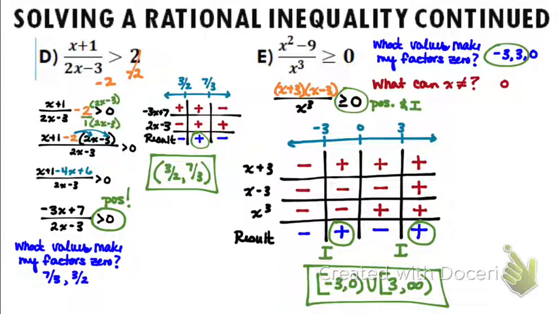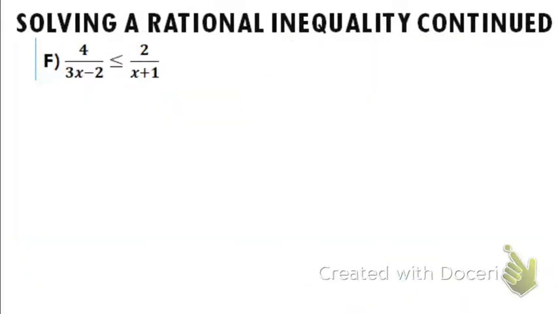All right. Let's look at the next one. What would I need to do to this first? Yes, I need to subtract that 2 over x plus 1 so that I have a 0 on one side. It doesn't matter which side of the inequality you get the 0 on, but you have to have a 0 on one side of your inequality. So I'm going to subtract 2 over x plus 1 from both sides.